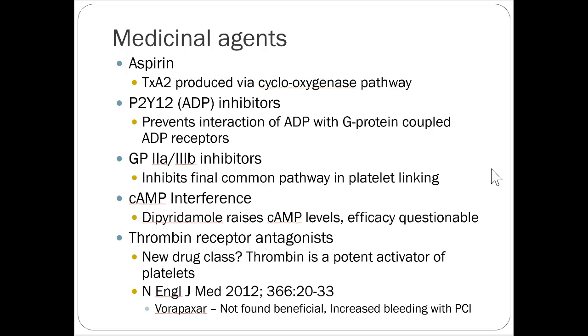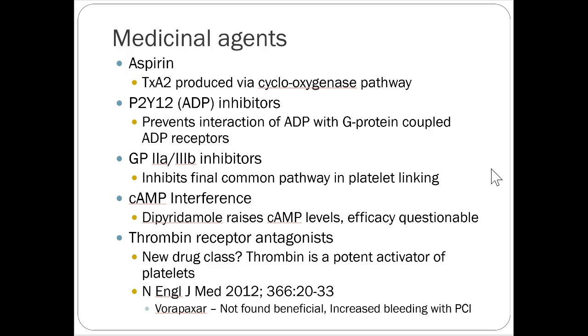Cyclic AMP interference. Dipyridamole is a drug that can raise cyclic AMP levels, and this is a drug that has a bit of questionable efficacy. It's mostly used in stroke care for certain patient populations, so we aren't really going to talk about it with respect to cardiology. We'll come back to it during the neuro module a little bit when we talk about stroke.